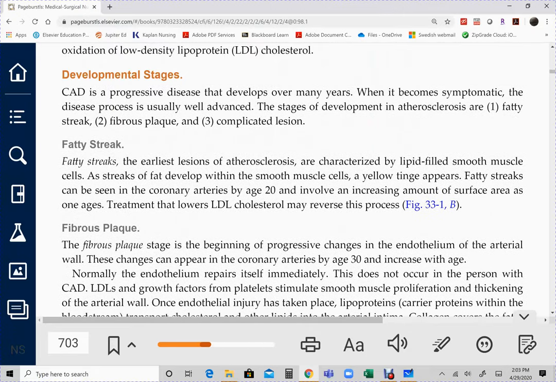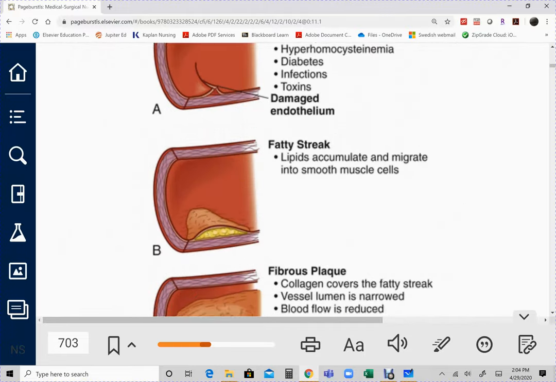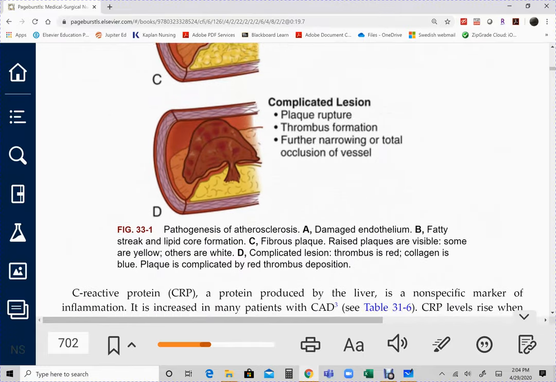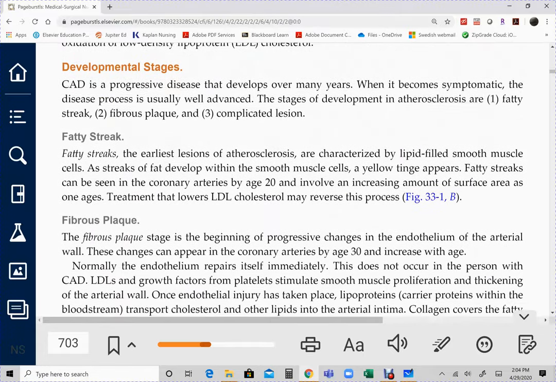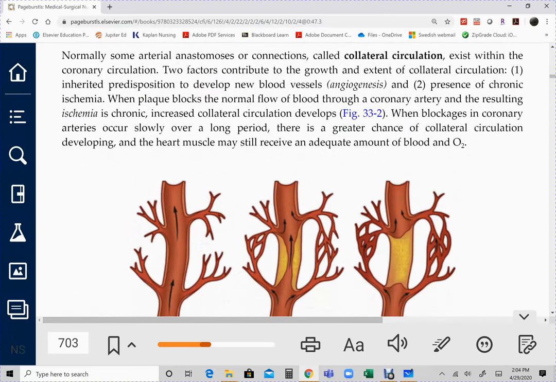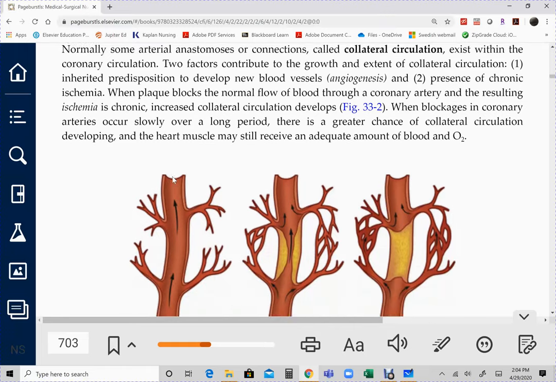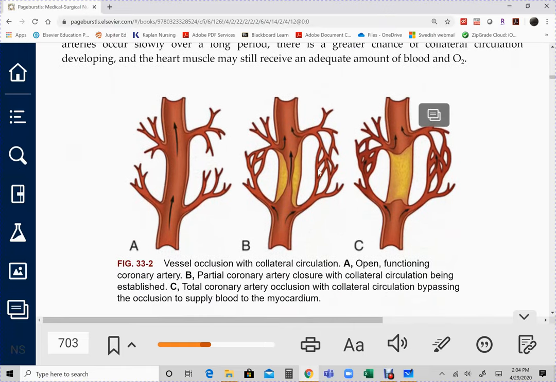So I encourage you to read these. This will explain how the figures A, B, C, and D form. They're discussed further here under the developmental stages, how they developed. Collateral circulation will grow in chronic episodes. So let's say the patient has chronic stable angina, as long as there is no 100% occlusion yet.